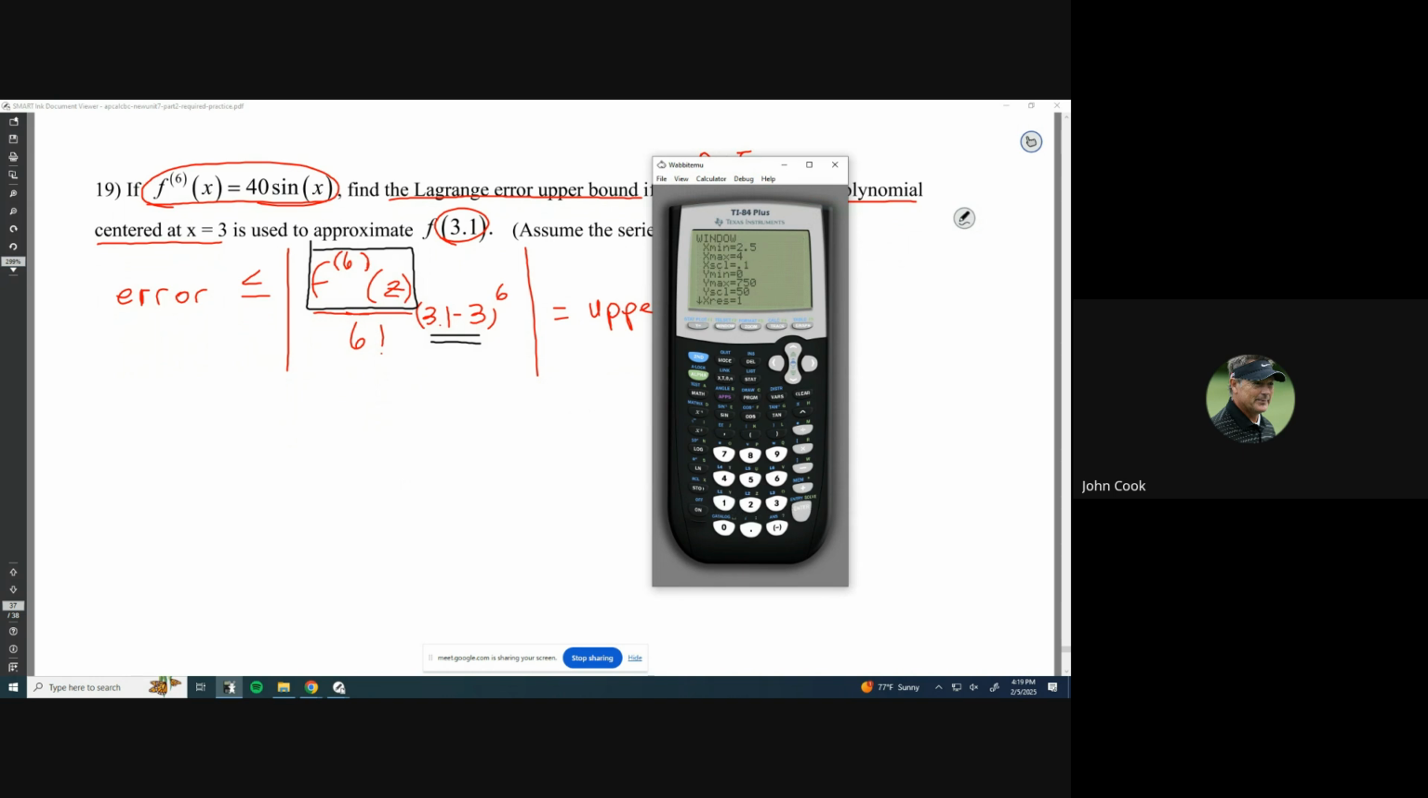My y minimum, well, sine goes up and down by 40, so it'll go all the way down to negative 40. So I'll do negative 45 up to 45, and then I'll go up and down by 5s. So that should give me the sine graph that I need. There we go. All right, it looks like it's just decreasing the entire time, right? I started at 2.5, so 2.6, 2.7, 2.8, 2.9, 3 would be right there, and then 3.1 would be right there. So it looks like it's just decreasing the whole way.